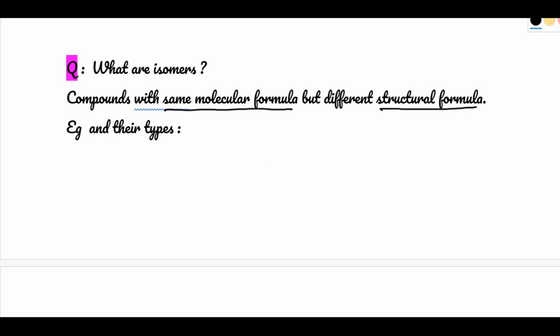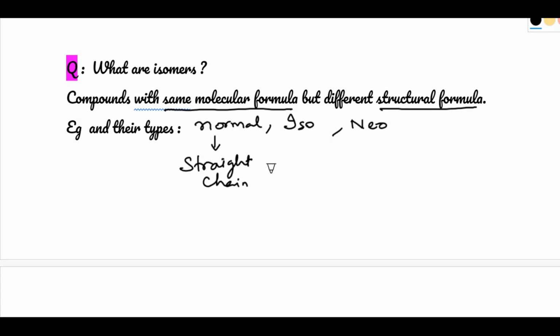There are 3 types of isomers. Normal means a straight chain, then iso, and then neo. Normal means it is a straight chain of carbon atoms. Iso means 1 carbon attached to 3 other carbons, and then it may extend, that's okay. Neo means 1 carbon is attached to 4 other carbons. So whenever you see structures of this kind, you have to recognize them as isomers of a compound.